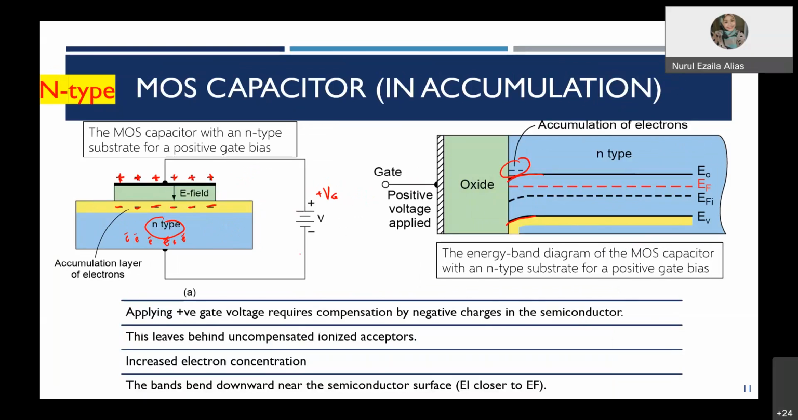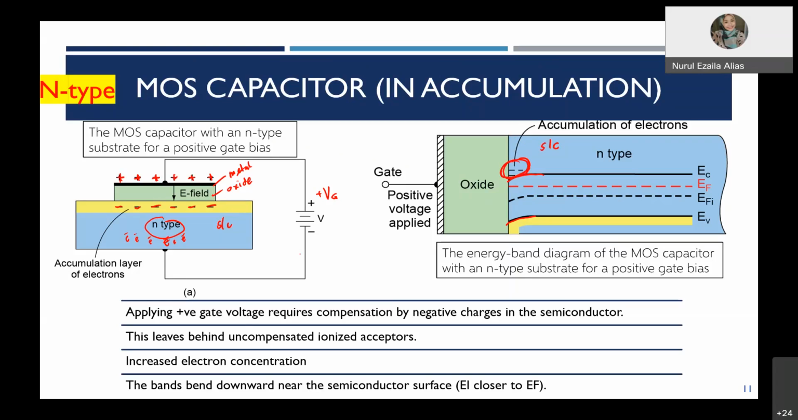So which surface do I mean? This is the metal and this is the oxide, and this is your semiconductor. So the surface is at the oxide to semiconductor interface. So this accumulation is between oxide and semiconductor. Up to here, you need to know how to make a MOSFET in accumulation.